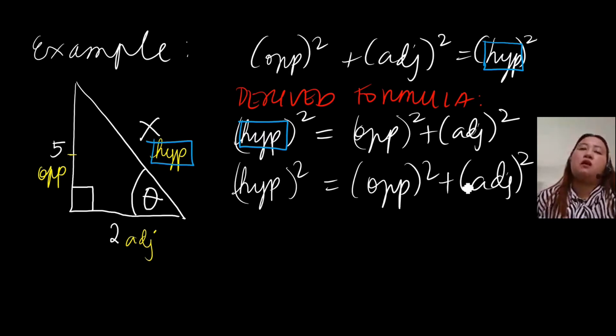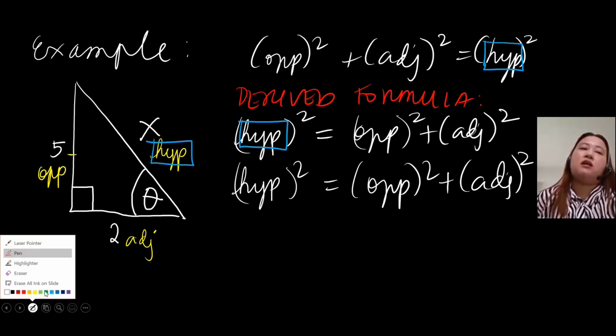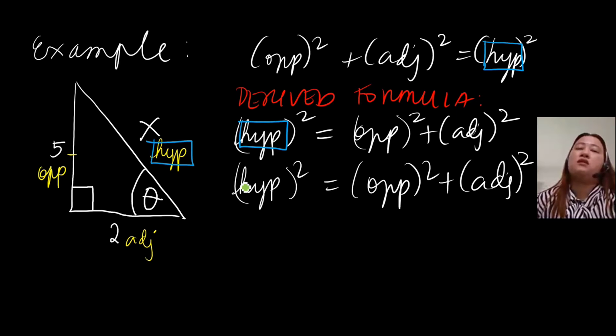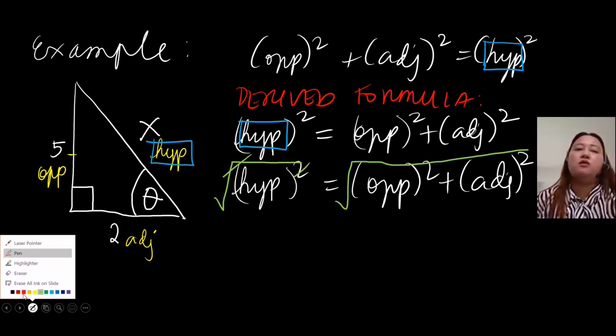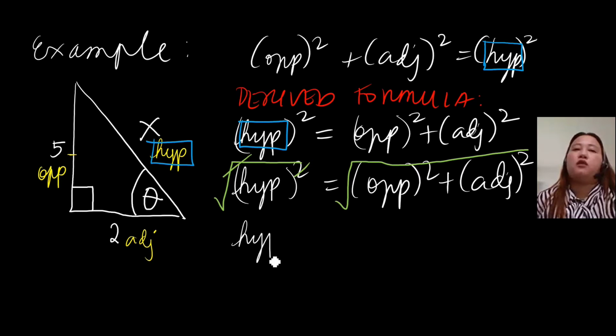In removing the square, what you can apply is extracting the square root. So in extracting the square root, you have to put square root on both sides. Why? Since this is an equation, what you do on the left, you also do on the right. So the square of the hypotenuse, you can remove the said square. So you have hypotenuse only.